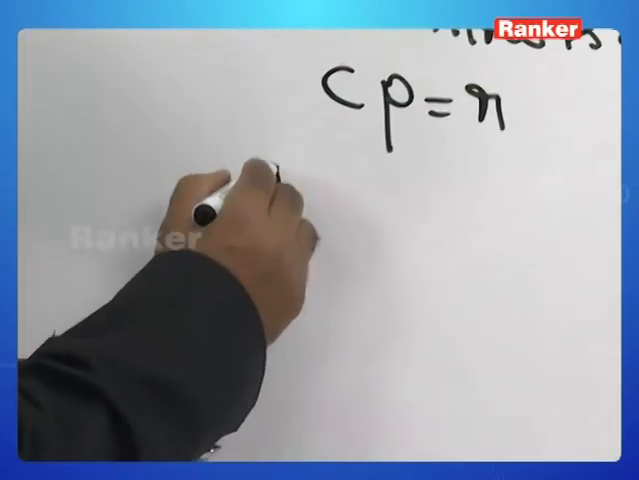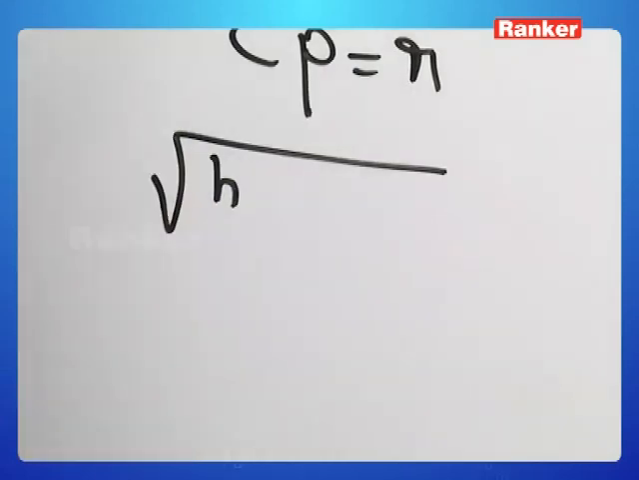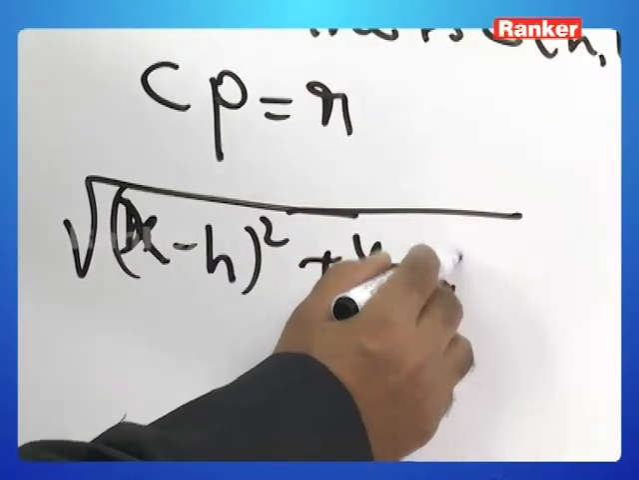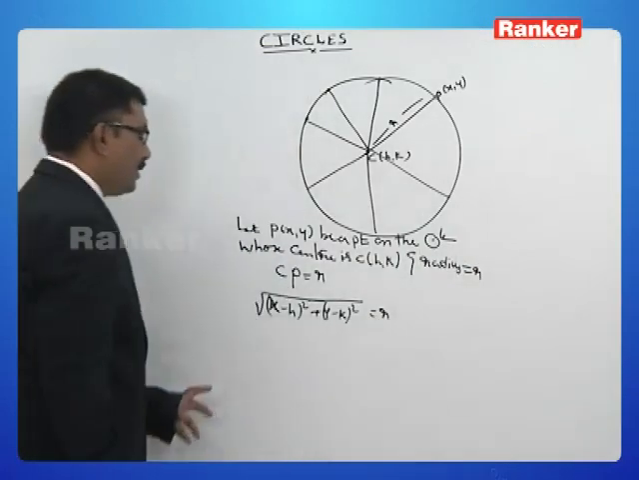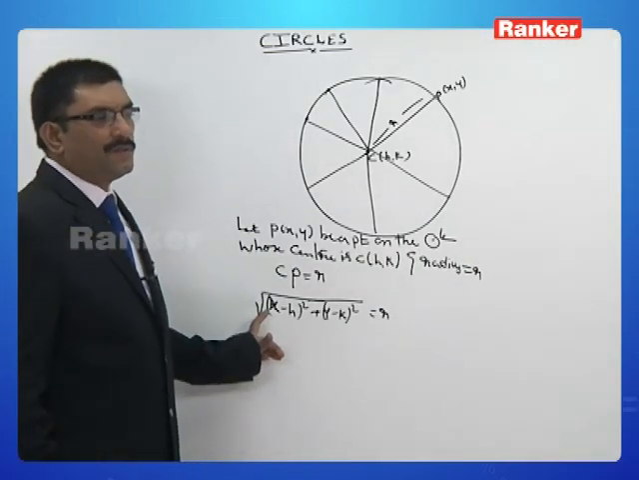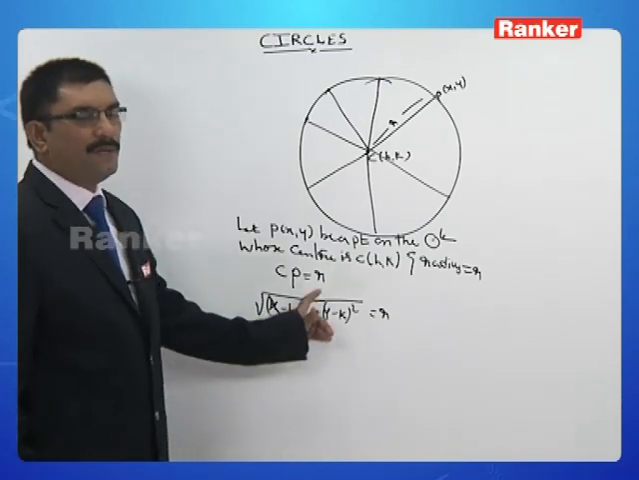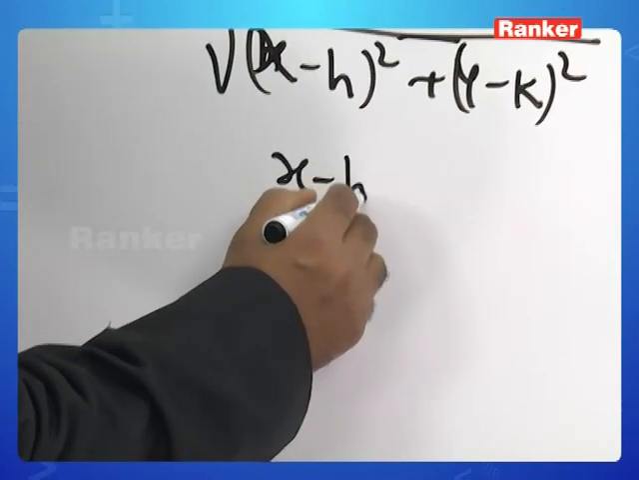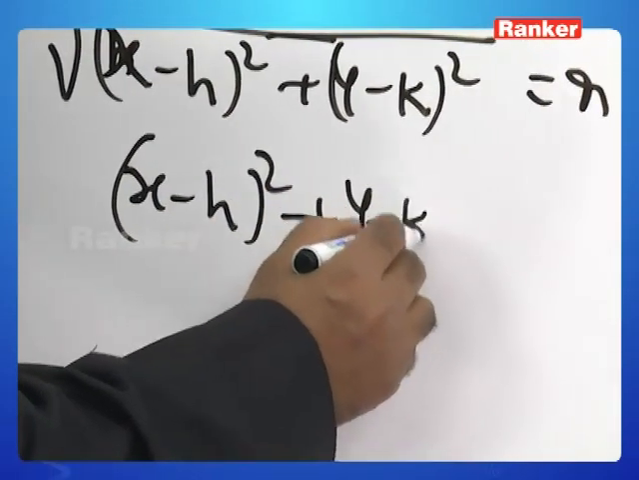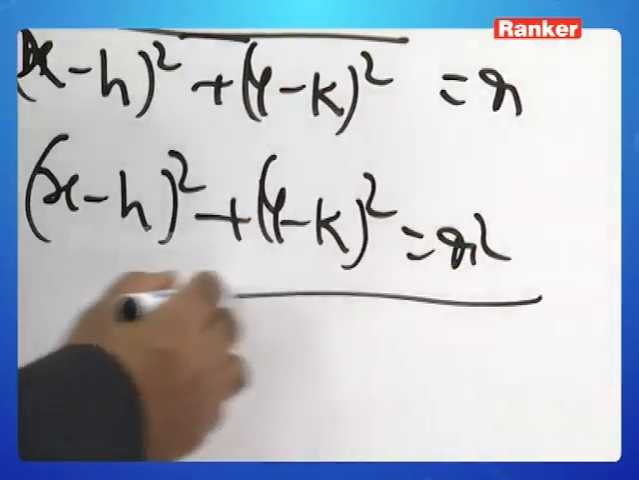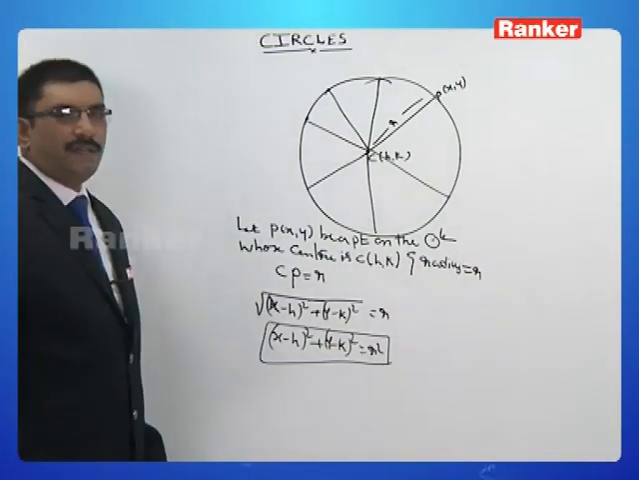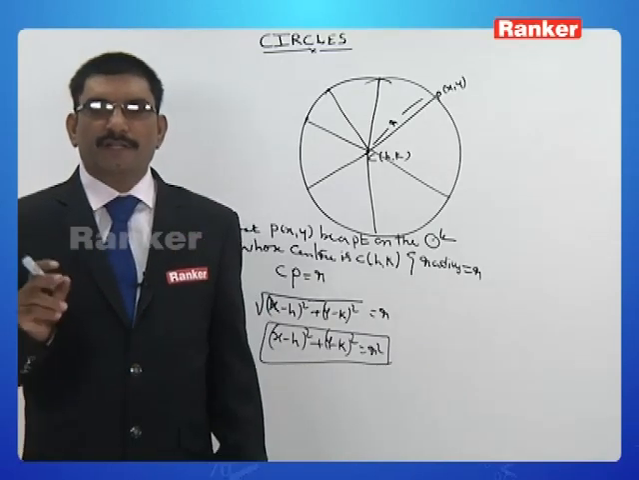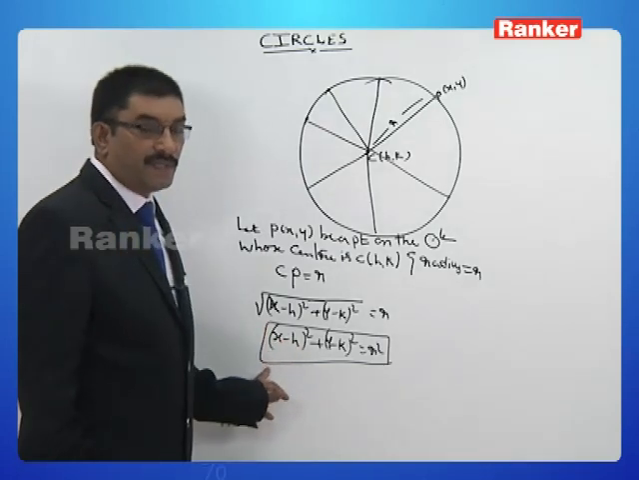Now, this is given by x minus h whole square plus y minus k whole square is equal to r, by using the distance formula, square root of x2 minus x1 whole square plus y2 minus y1 whole square is equal to r. Now squaring on both sides, this becomes x minus h whole square plus y minus k whole square is equal to r square. This is the equation of a circle having a center h comma k and a radius r, which is a second degree equation in x and y.